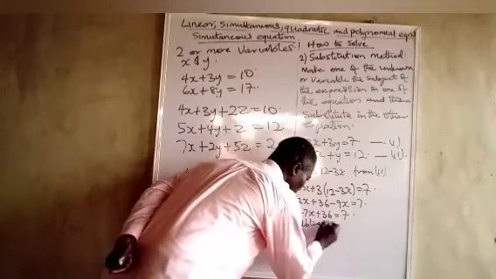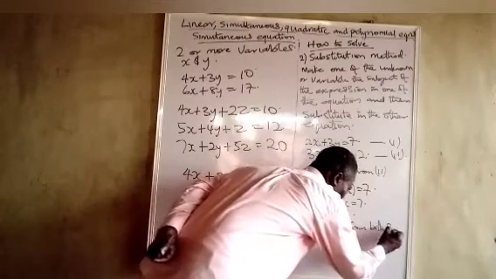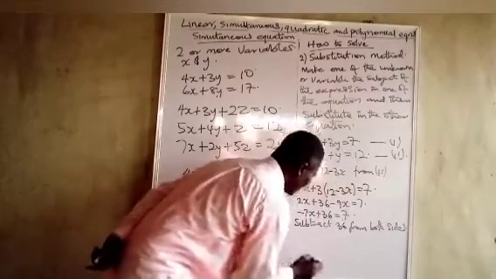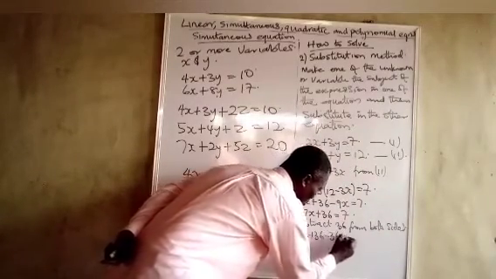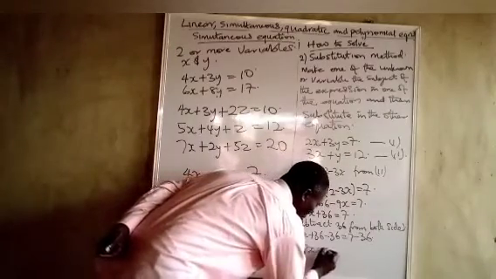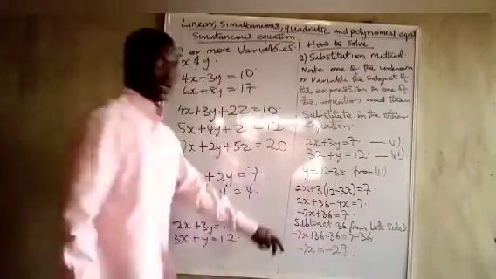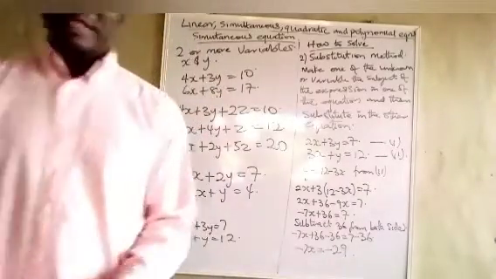Subtract 36 from both sides. So I have minus 7x plus 36 minus 36 is equal to 7 minus 36. So you can see minus 7x is equal to minus 29, just like we had previously. Now, the next technique.